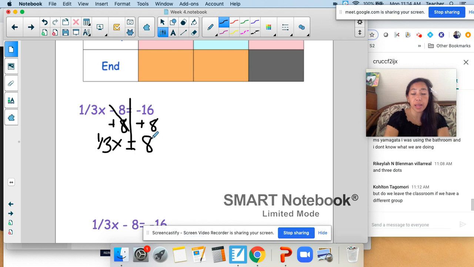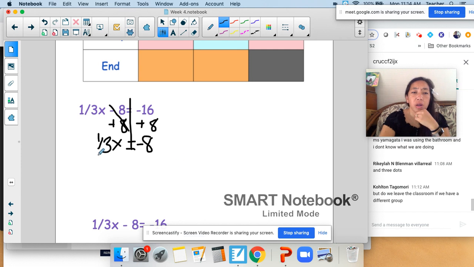But you gotta also think, hey, different signs subtract, but keep the sign of the larger. Who is the larger absolute value? That was our 16. 16 was the larger absolute value. And he is negative, so we keep that negative sign. So 1/3 x is equal to negative 8.